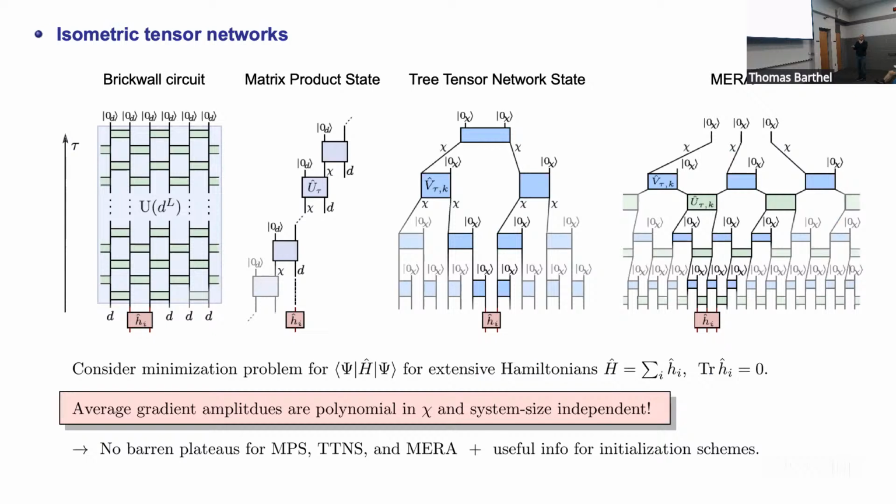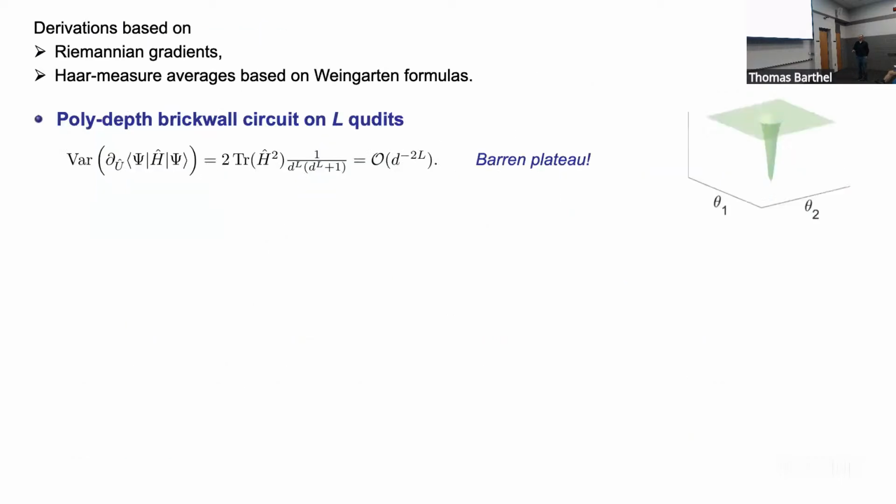But it turns out that for MERA and also other isometric tensor networks, so also MPS and these tree tensor networks are also isometric tensor networks, for these, we were able to prove that the average gradient amplitudes just scale polynomially in the bond dimension chi and are system size independent. And we actually worked out the actual scaling of these gradient amplitudes. They also depend on in what layer you optimize, and this information you can also use to improve your optimization and initialization schemes for the optimization.